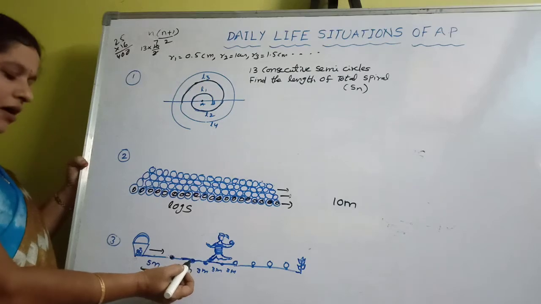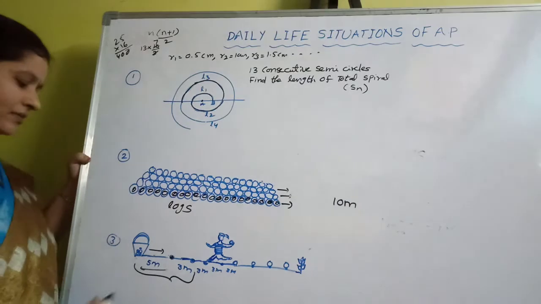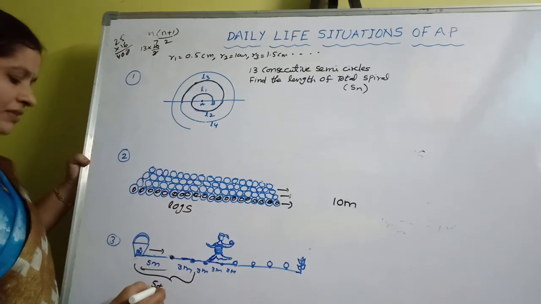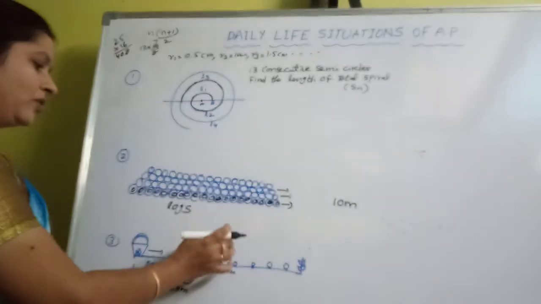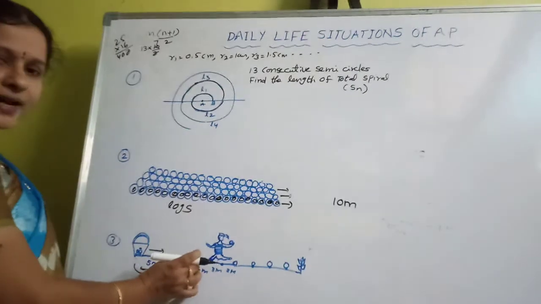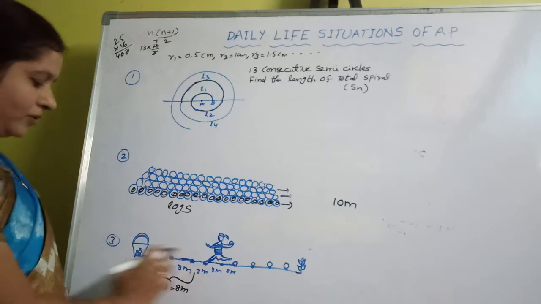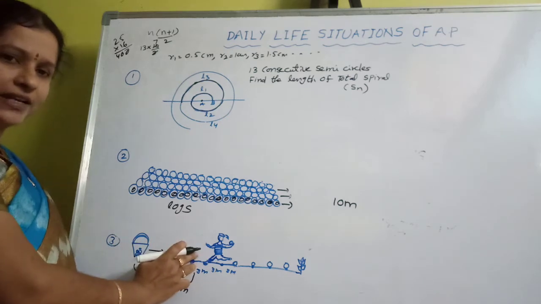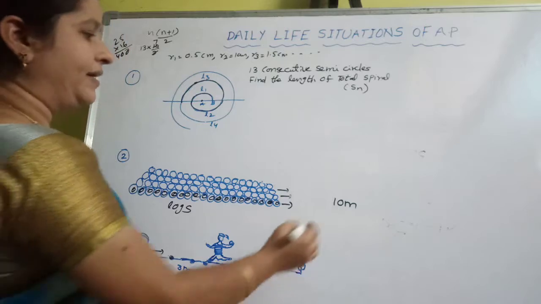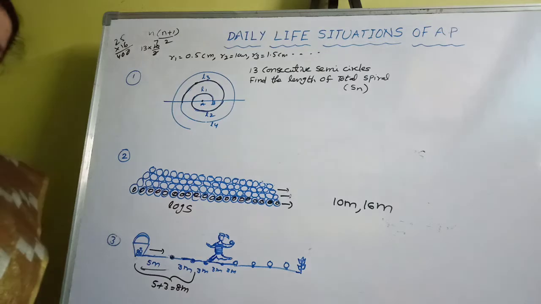What about the second ball? The distance between the second ball and the bucket is 5 plus 3, equal to 8 meters. The competitor picks up the second ball and drops it into the bucket. Forward direction 8 meters and backward direction also 8 meters. So he travelled 8 plus 8, 16 meters. Understood?